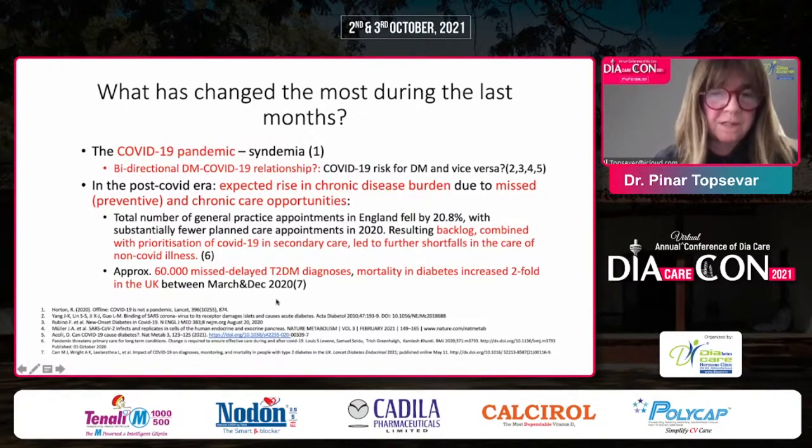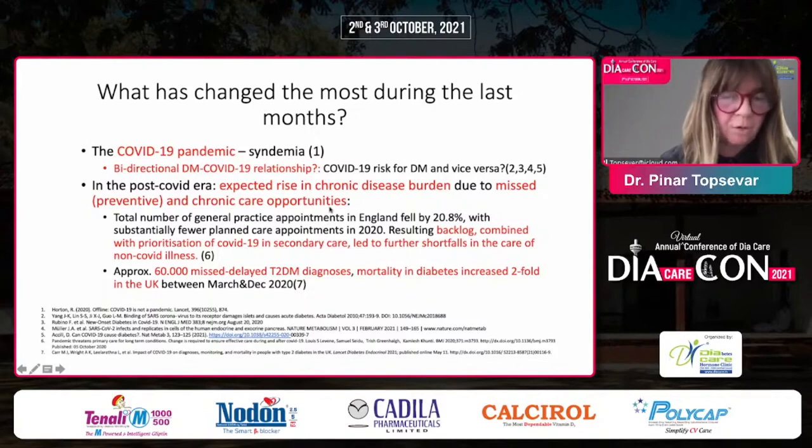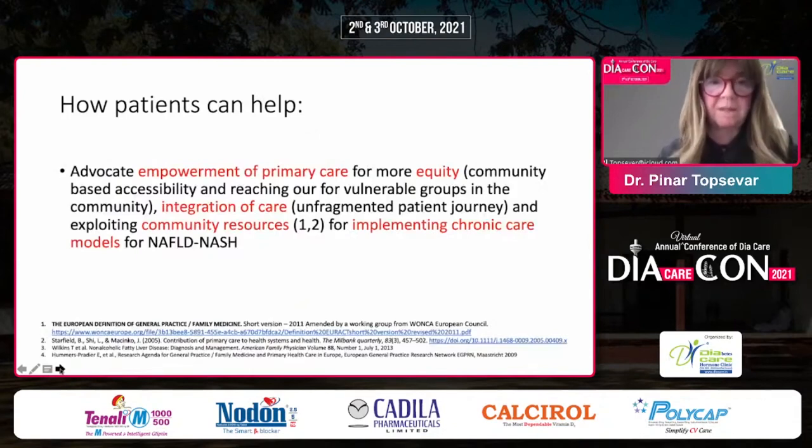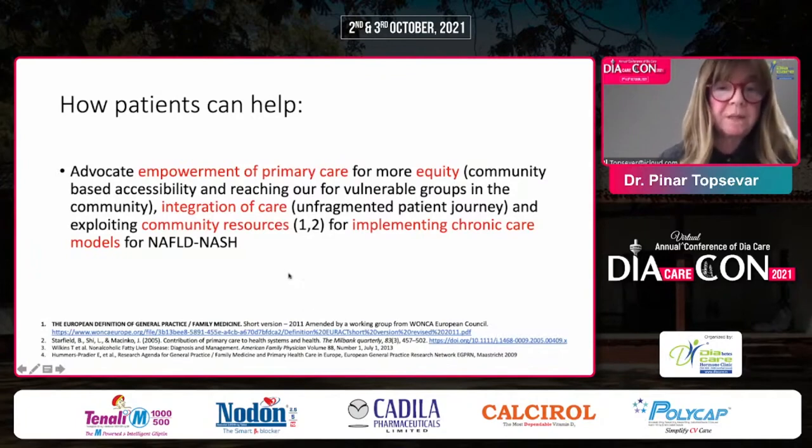And for instance, this is a study from the UK, very alarming. We know that in the UK there are nearly 60,000 missed or delayed diagnoses for type 2 diabetes, and the diabetes mortality increased twofold between March and December 2020. So this hegemony of the acute and of infectious disease has led to also shortfalls in the care for our patients with type 2 diabetes. And it's not only us who can do something, also patients should be proactive.